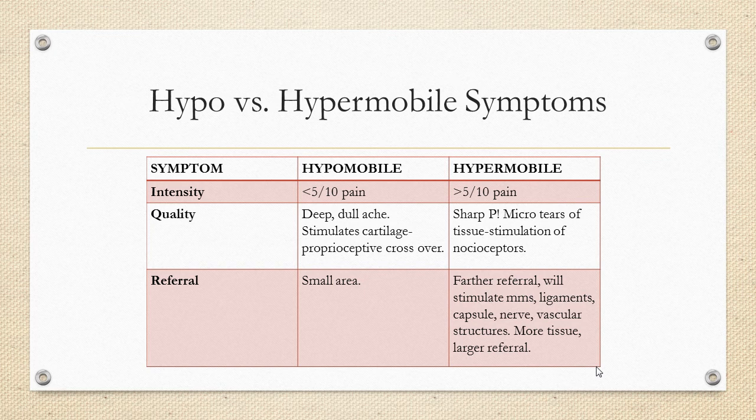Hypermobile symptoms are typically a much higher level of pain, greater than 5 out of 10. It's often sharp in nature. You're often getting tissue damage, which stimulates the nociceptors. And you often get a larger referral area because it stimulates multiple tissues, so there's a potential for a larger referral area.